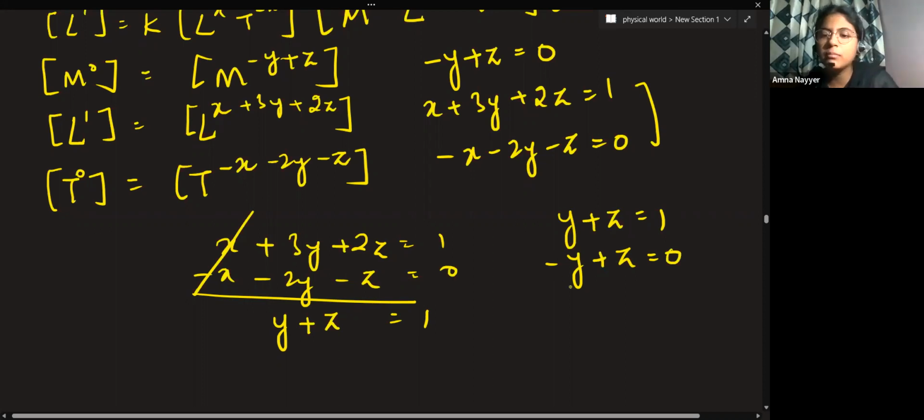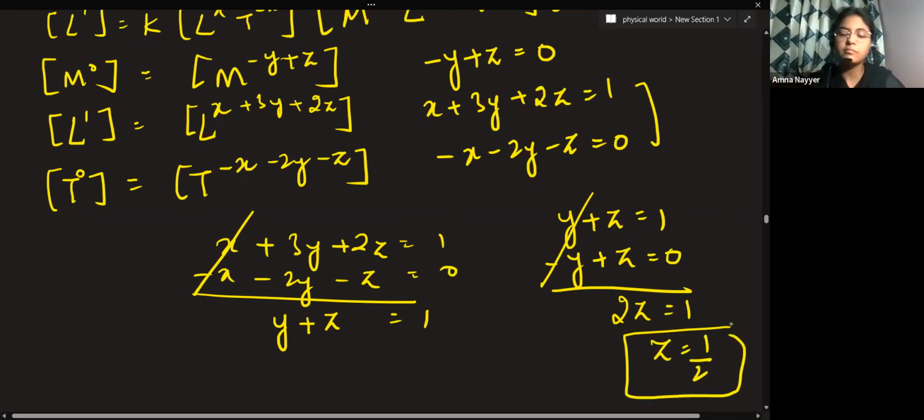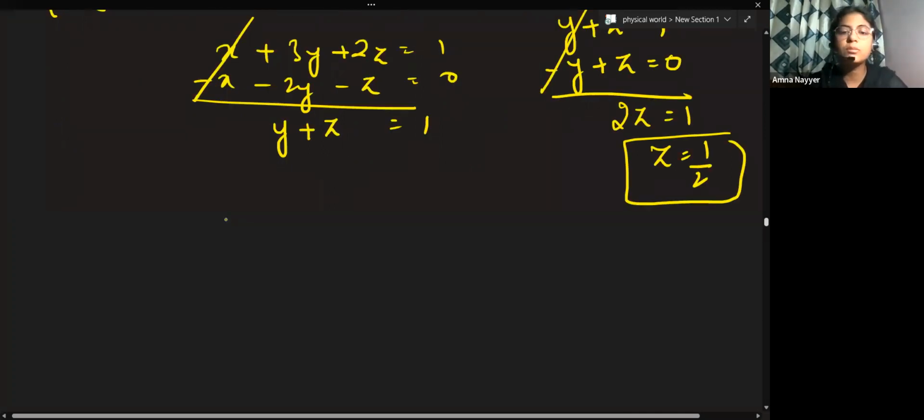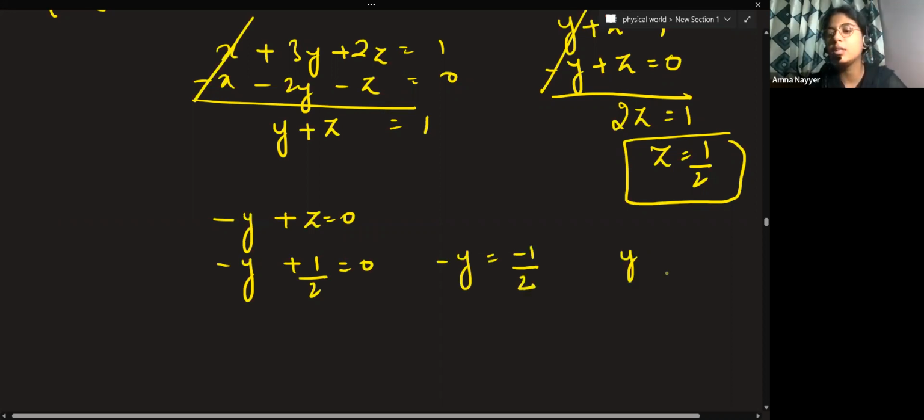Again add both of them. If you add both of them, again y will get cancelled because y minus y will be 0. Z plus z is 2z. This is equal to 1. So z is equal to what? Z is equal to half from here. Now, if you have the value of z, you can get the value of y. Y is what? This is minus y plus z is 0. So minus y plus half is 0. So y will be equal to what? Minus y will be equal to minus half. Y will be equal to half. So y is also half.